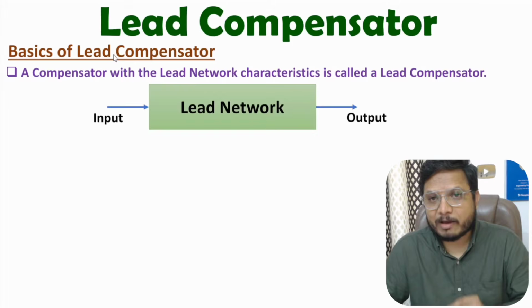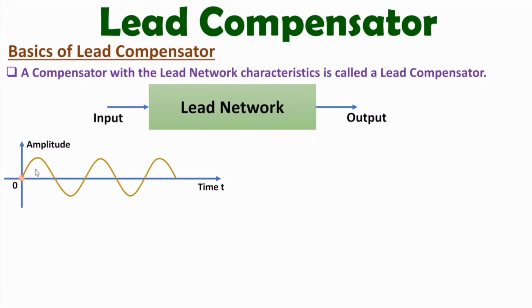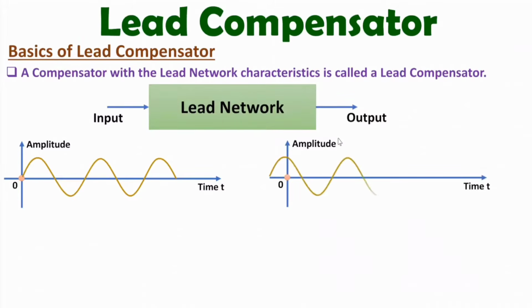Let me explain that by waveforms. If you observe here at input, we have sinusoidal input. At output side, here we have phase lead with respect to input. So here we have phase lead by angle phi with respect to input, means this is lead network.